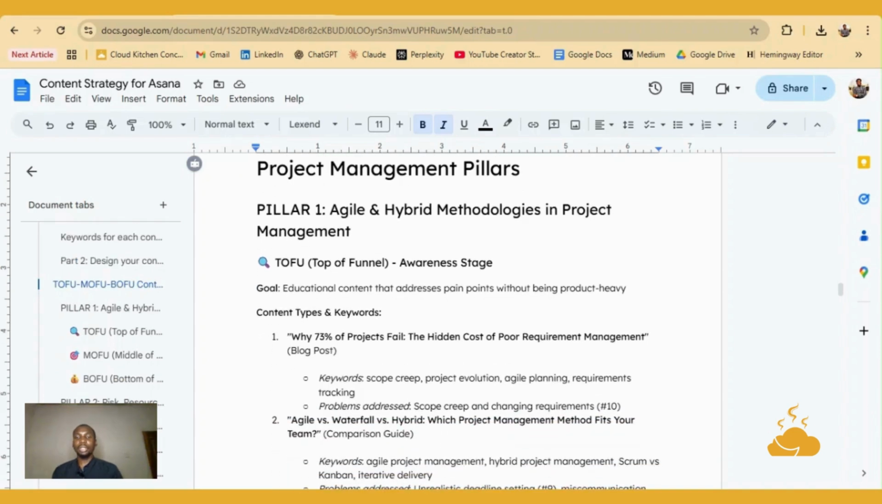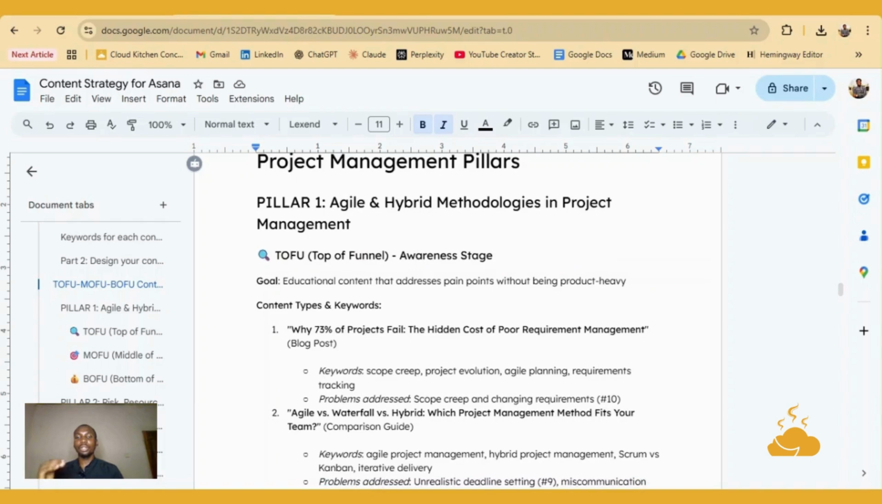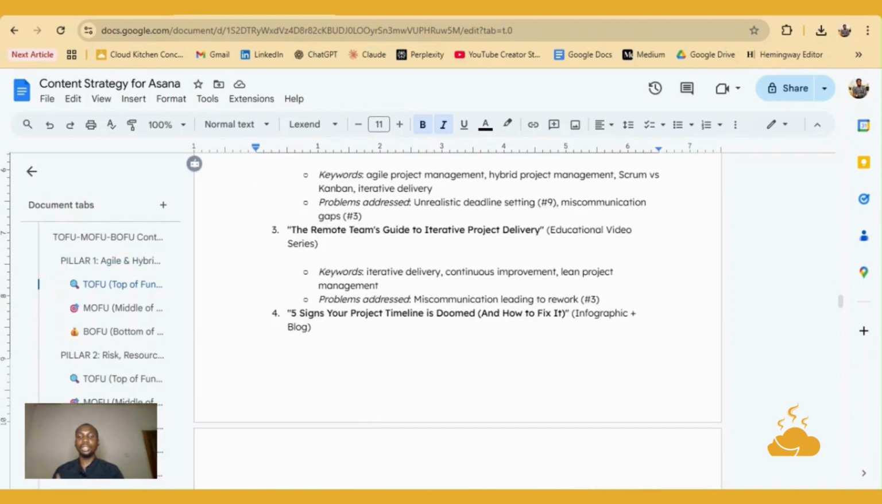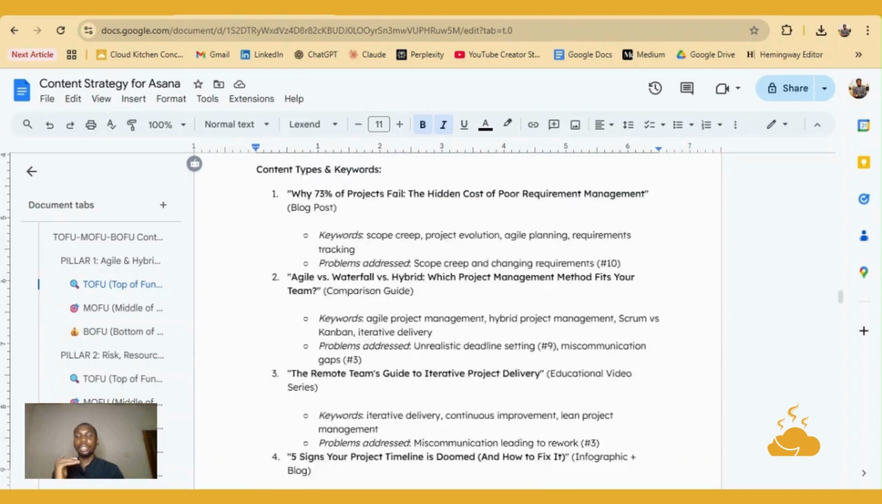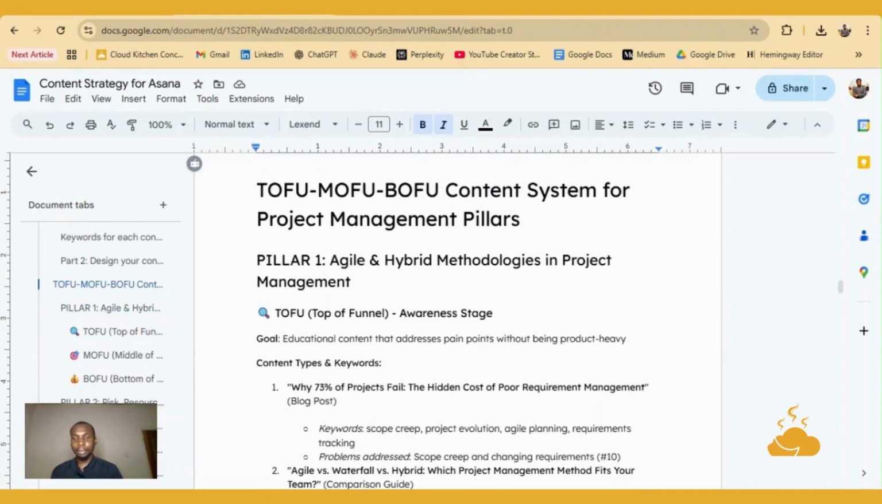Each pillar will have their own content system, leading the customers from awareness to decision, each solving a unique problem. So as you can see, our pillar one, top of funnel, awareness stage, educational content that addresses pain points without being product heavy.